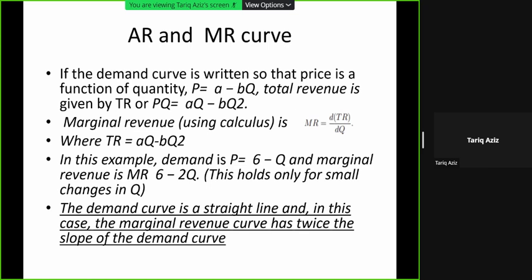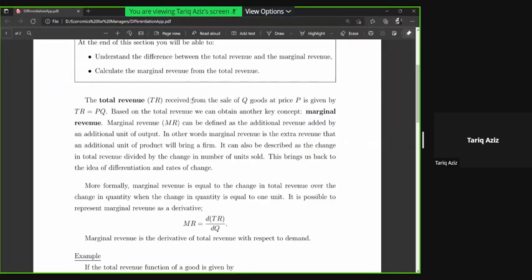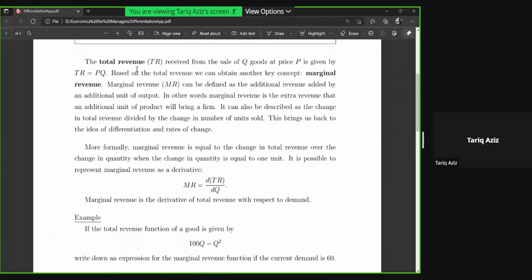Now, calculus is also related to this concept of marginal revenue and total revenue. The total revenue received from the sale of Q goods at price P is given by TR equals PQ, where TR is total revenue, P is the price, and Q is the quantity of output. So if we multiply price by quantity of output, that will give us total revenue. So total revenue is price into quantity.